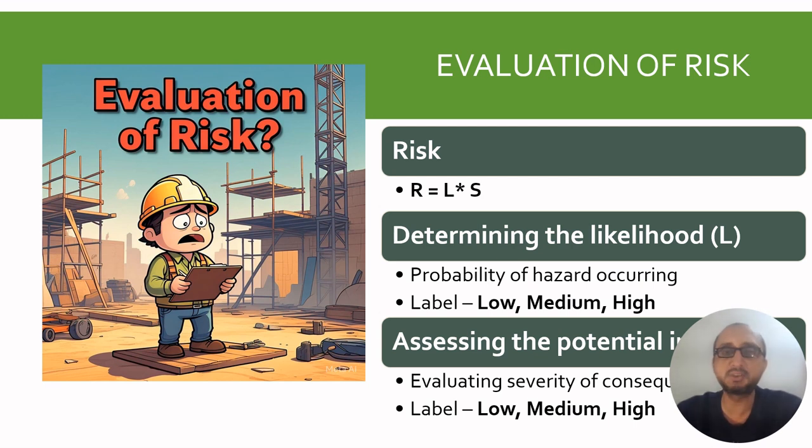If the consequences are minor, then we rate it as low. If they are significant, then we rate them as medium. If the consequences are very severe or catastrophic, then we rate them as high.